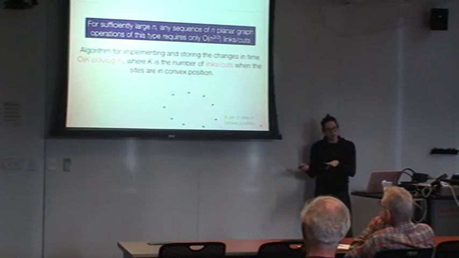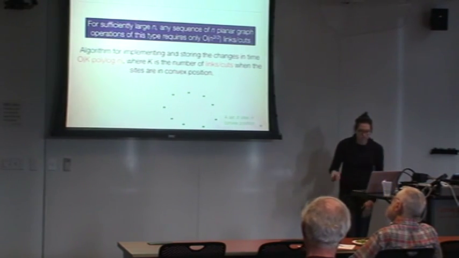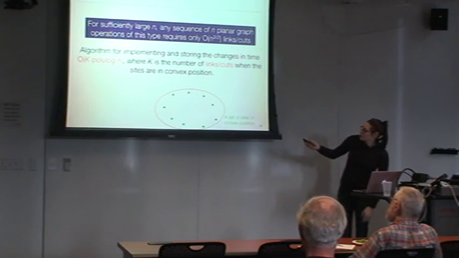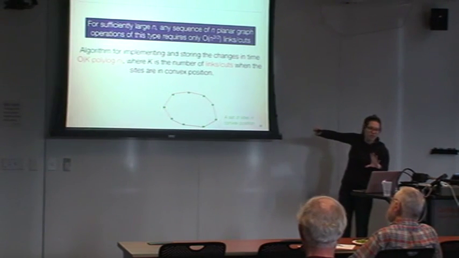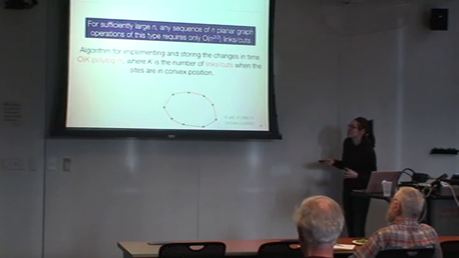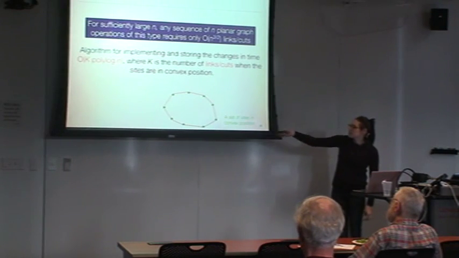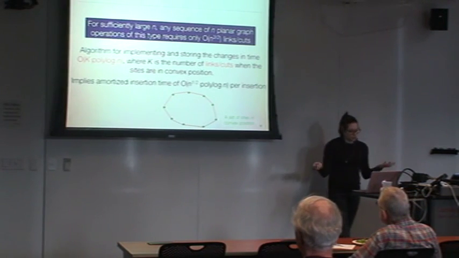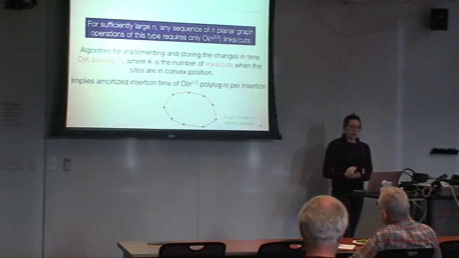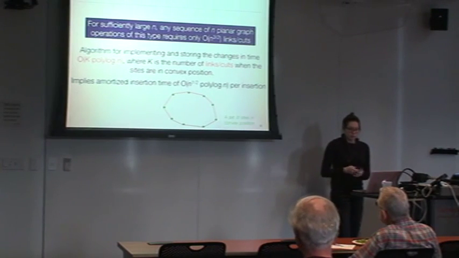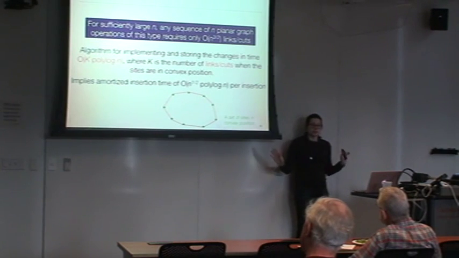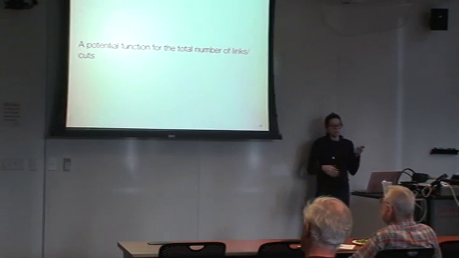And just, if you missed that definition, this is a set of sites in convex position, and you can just imagine they're nailed into the board here, take a rubber band, stretch it around the outside, let it go, and snap it. The sites are in convex position if every single site is on the boundary and there's nothing inside. So this implies the amortized insertion time of n to the 1/2 polylog n per insertion. So now all we're going to focus on is just the number of links and cuts, and show that that is n to the 1/2.